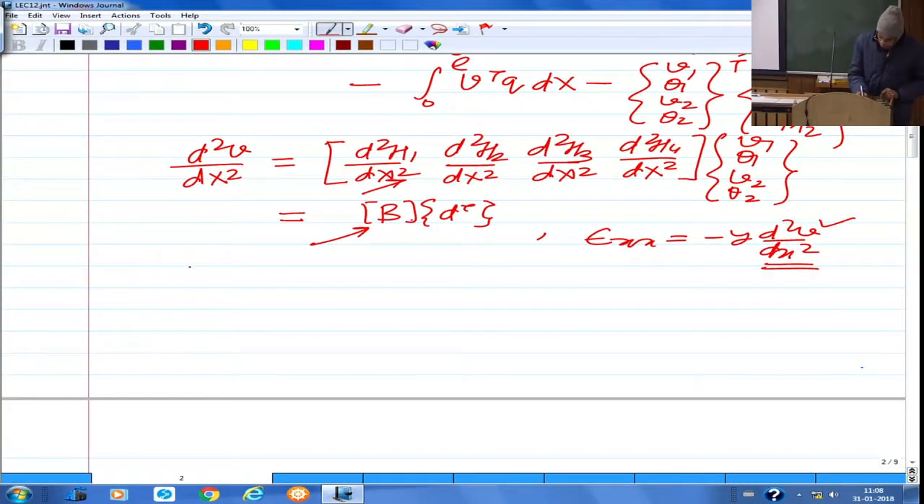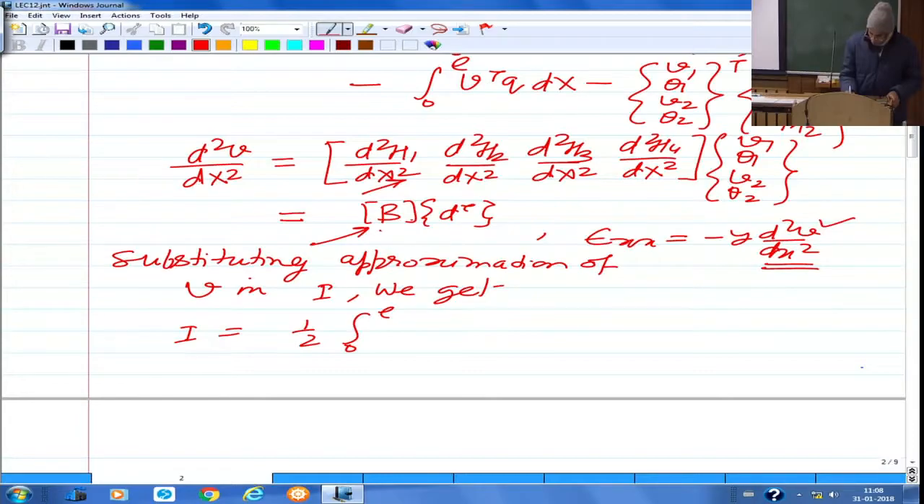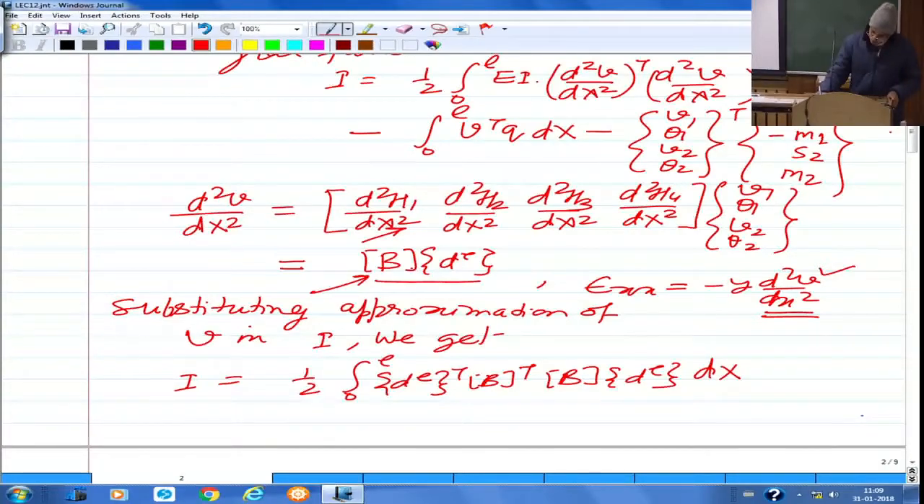So if you look at now, substituting the approximation of v in I, we will get I is equal to, the first term is half integral 0 to L, and first is d2v by dx square, which is now this. So it's the transpose, that is the first term. So it's d2v by dx square transpose. When you do the transpose, you get d transpose, then b transpose. Then the second term is d2v by dx square, which is directly b into de. And then of course that integration with respect to x, so that is dx. This is the first term.